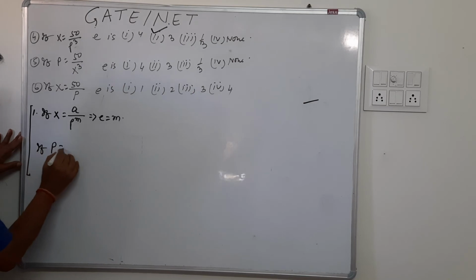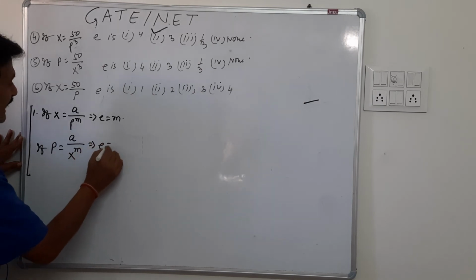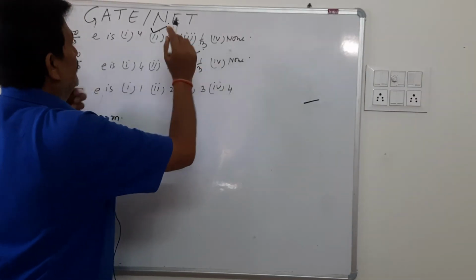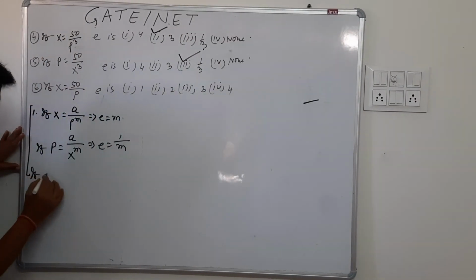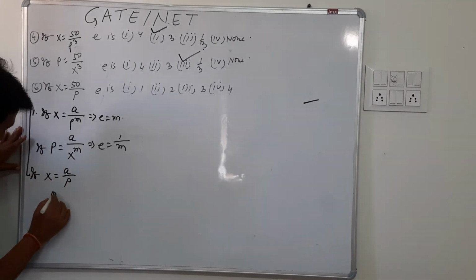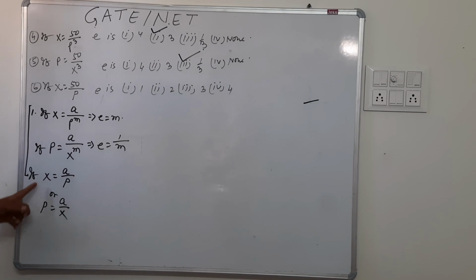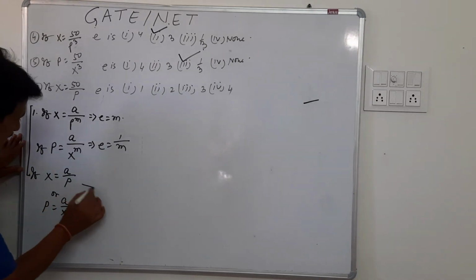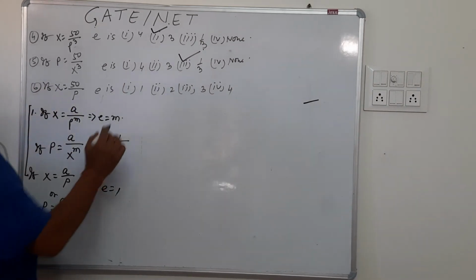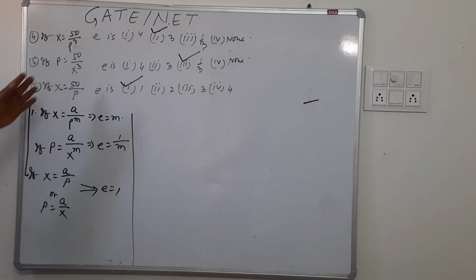If P is a constant by x to the power m, then elasticity is 1 by m. So for this one, elasticity would be 1 by 3. And if the demand curve is a rectangular hyperbola, or P equals a by x, this demand curve is called a rectangular hyperbolic demand curve, and for this elasticity is 1. So if you keep in memory these three things, you will be able to answer.